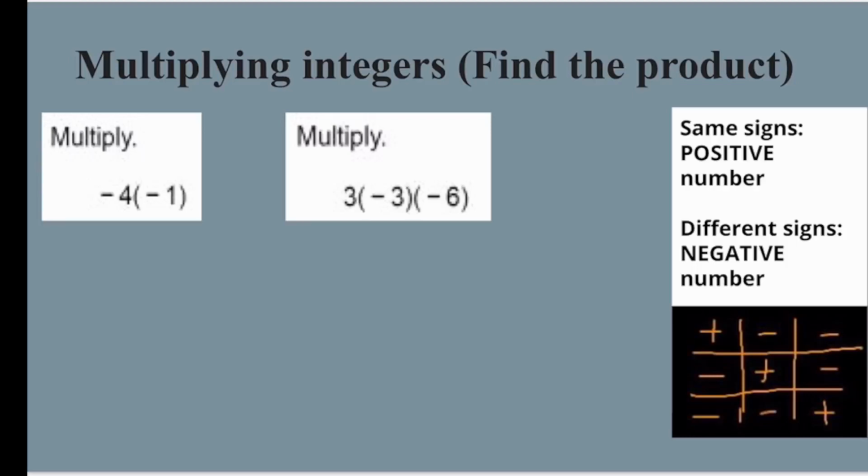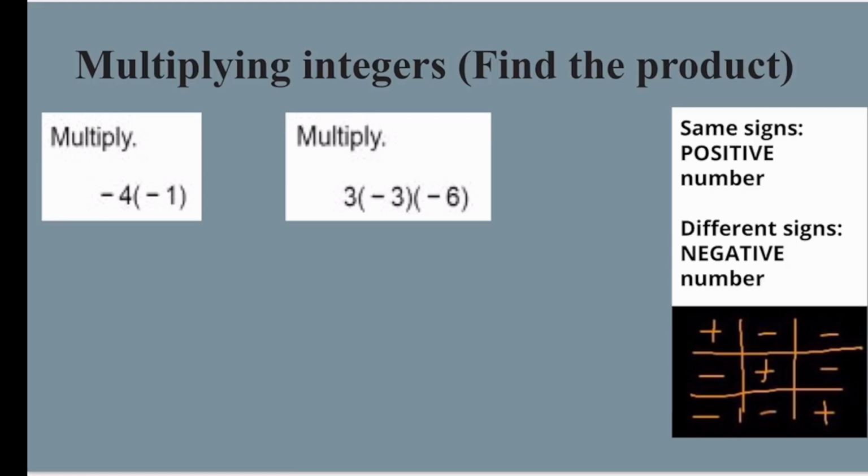Multiplying integers. Another way of asking this is being asked to find the product. The rules for multiplying integers: if you have the same signs, you're going to get a positive number, and if you have different signs, you're going to get a negative number. These rules work when you're multiplying two numbers, so you have to do two at a time.